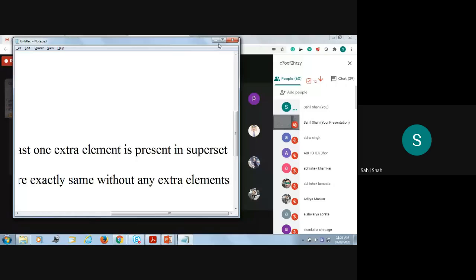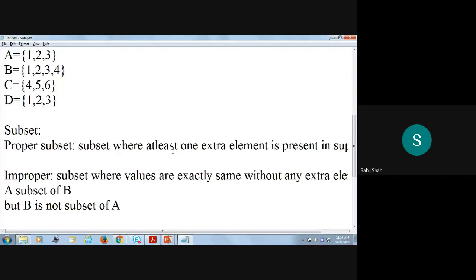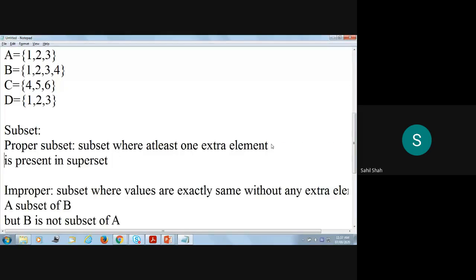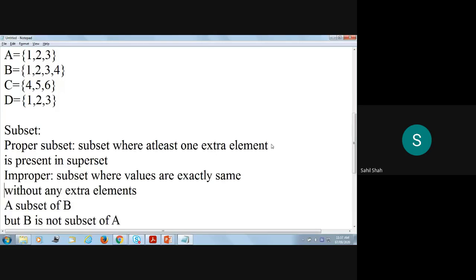Let me broaden it so that you can read out the definitions properly. A proper subset is a subset where at least one extra element is present in the superset, and an improper subset is a subset where values are exactly the same without any extra element. Now, if you are aware of these definitions, the relationship between A and B will be proper, because B has at least one more element than A. So A is a proper subset of B, while A is an improper subset of B.